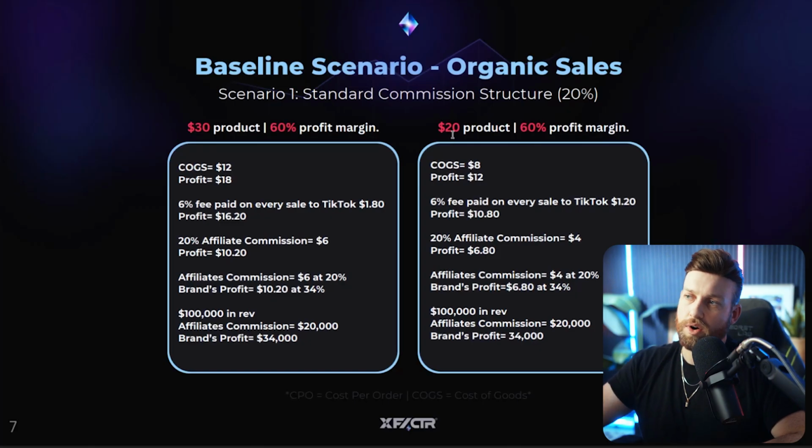So another scenario run is a $20 product with 60% profit margin. So COGS is 8, profit is 12 on a $20 product, 6% fee paid to TikTok, profit is $10.80, 20% affiliate commission, which is $4, profit $6.80. Affiliate commission is $4 at 20%, brand's profit is $6.80 at 34%, same thing, right? Affiliate commission, $20,000, brand's profit, $34,000. So again, just showing two different scenarios on the product and breaking all that down for you. Hopefully that all makes sense and that's clear.